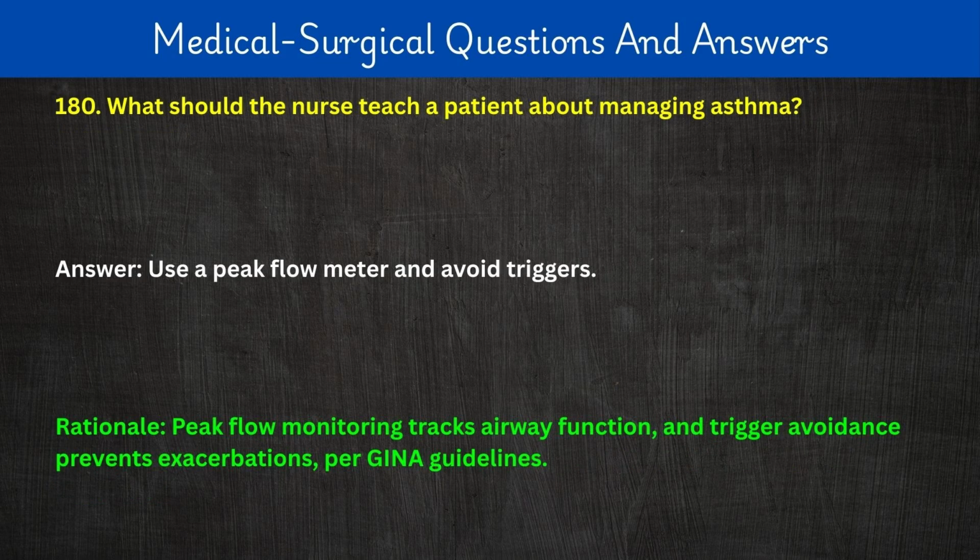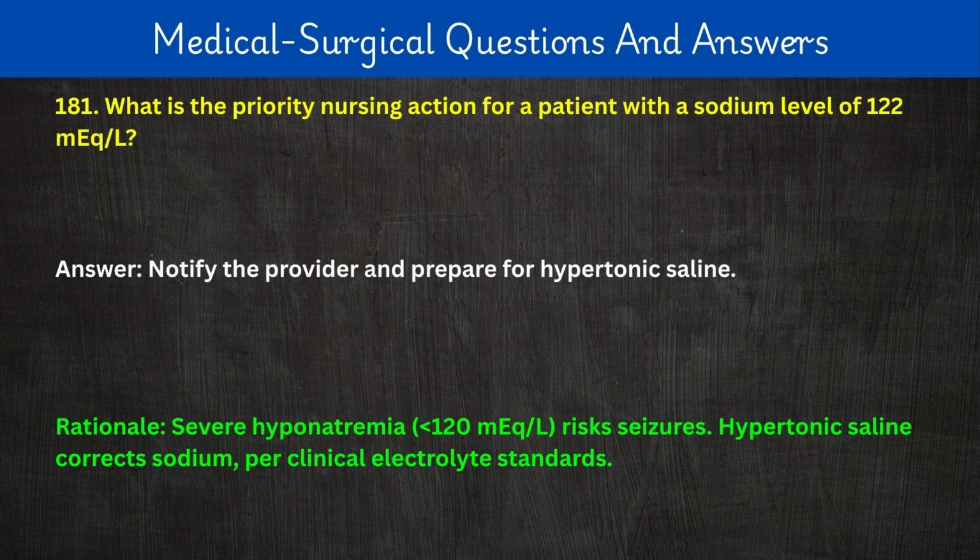180. What should the nurse teach a patient about managing asthma? Answer: use a peak flow meter and avoid triggers. Rationale: peak flow monitoring tracks airway function and trigger avoidance prevents exacerbations, per GINA guidelines.